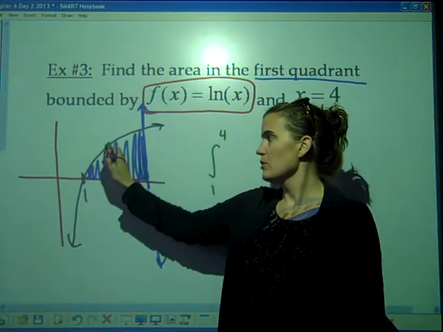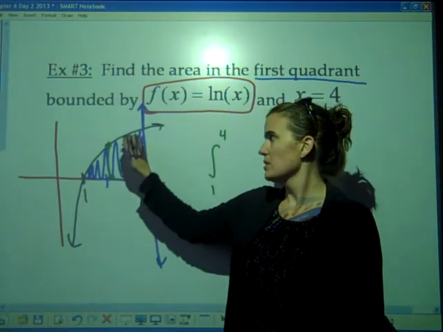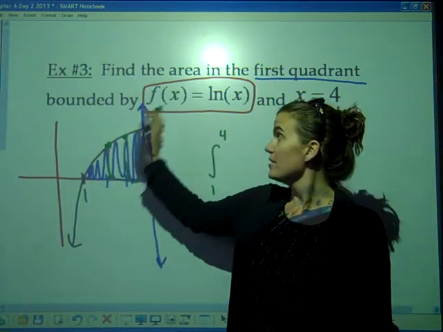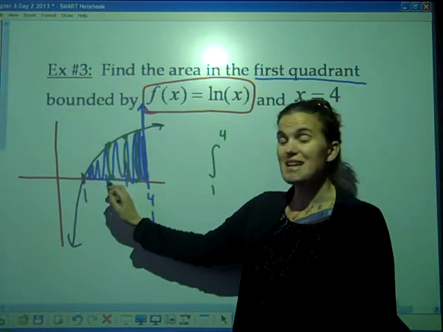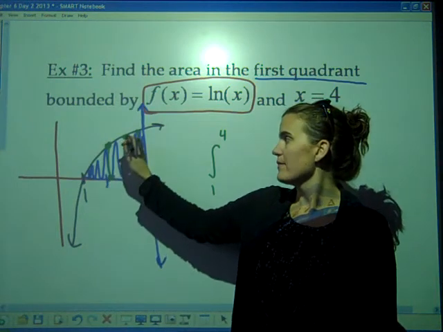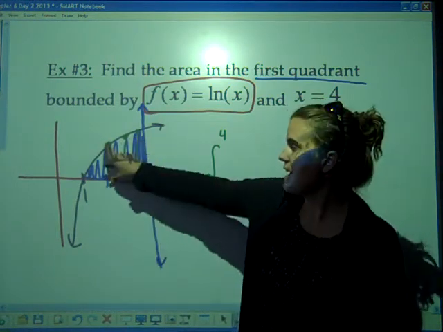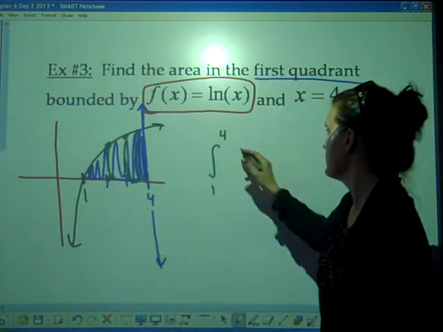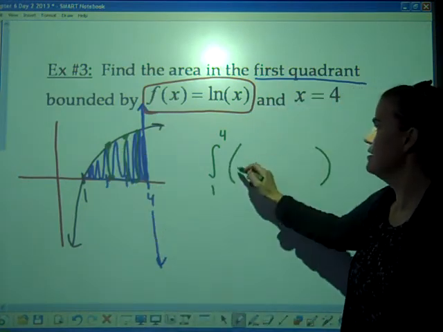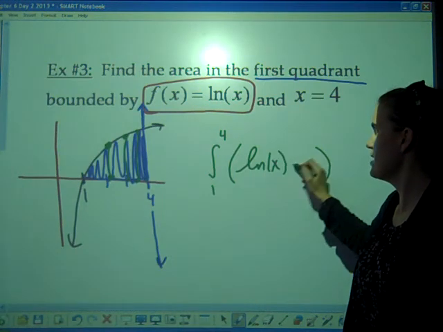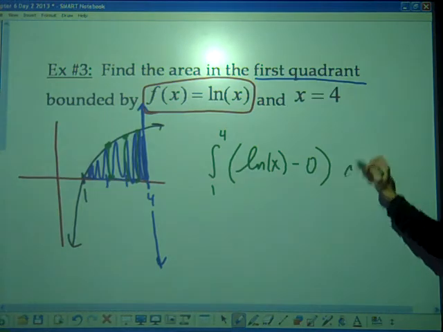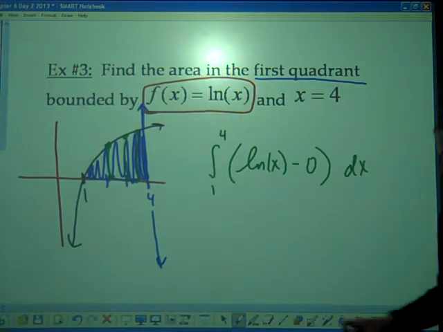Okay, and then if you check this out, if you're going top minus bottom, top minus bottom, you're constantly starting with the natural log of x, and you're going down to the x-axis. Natural log of x down to the x-axis. So that distance will just be the natural log of x. It's really like natural log of x minus 0. So if you want to be consistent, top minus bottom, that would have been natural log of x minus 0, or just f of x minus 0. So that would be your setup.